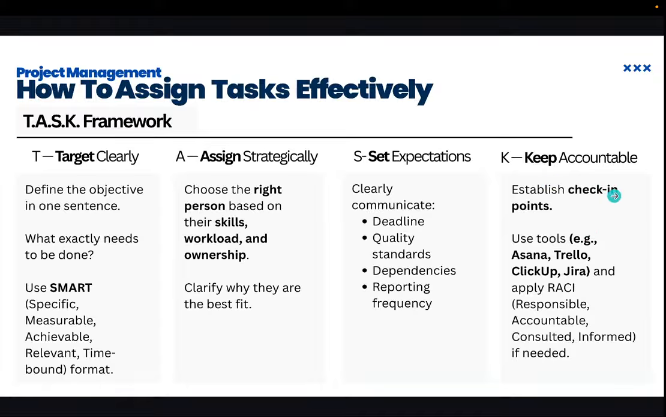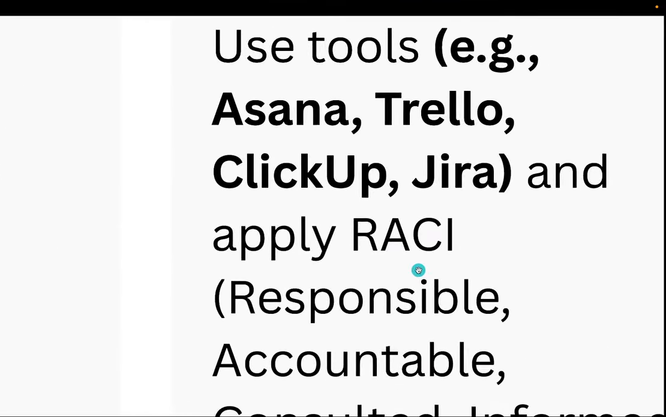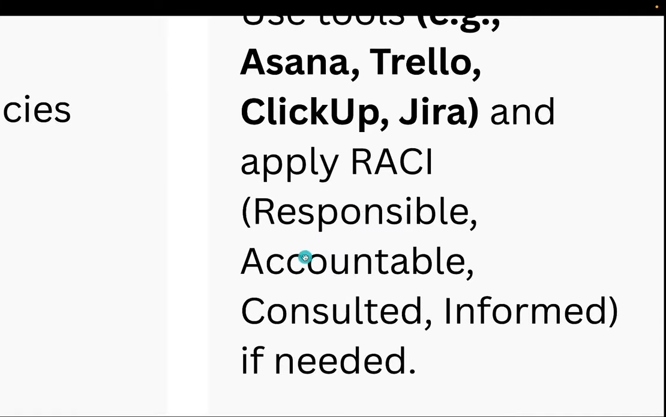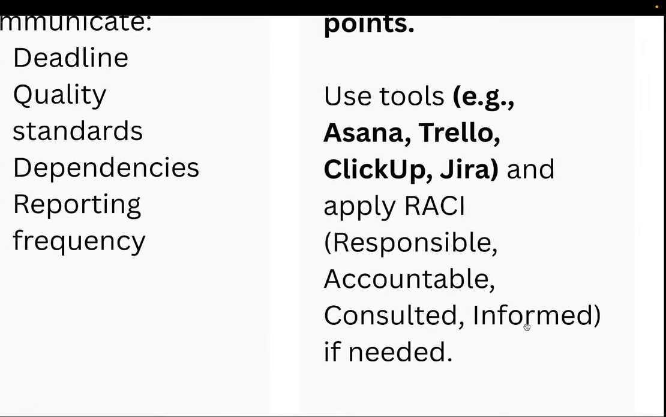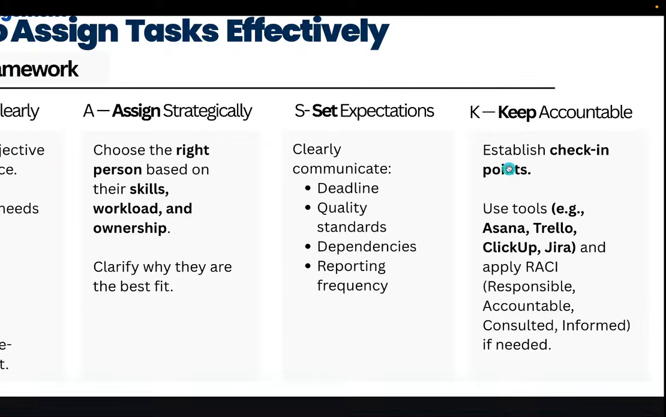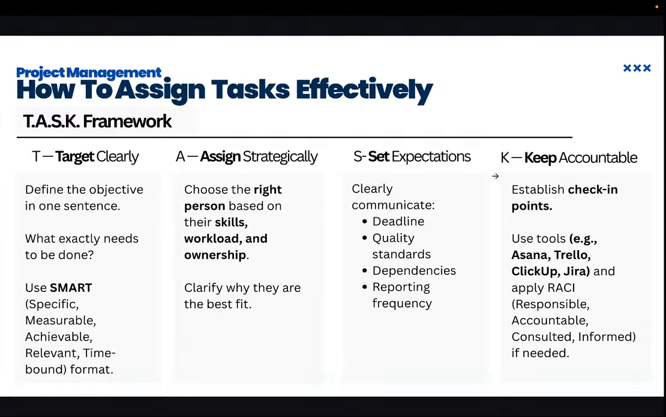So you establish check-in points. I just mentioned check-in meetings, right? Yeah. So you can use tools like Asana, Trello, ClickUp, Jira. These are project management tools, right? And then you apply this. So RACI. It stands for responsible, accountable, consulted, and then informed if needed. Good. So you can use this framework as well when you want to keep accountable. Right. Yeah. So these are just basics. We are going to learn how to use the tools to do all these things. So you just have to know this, right?